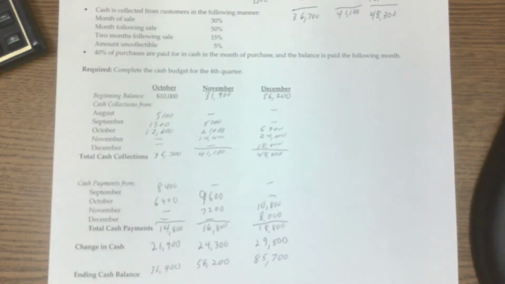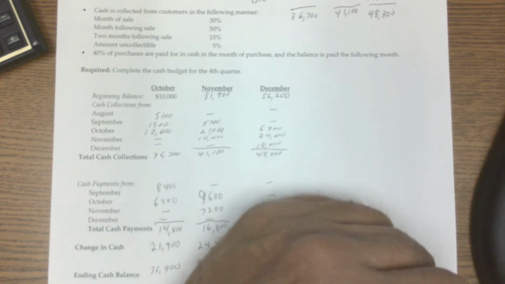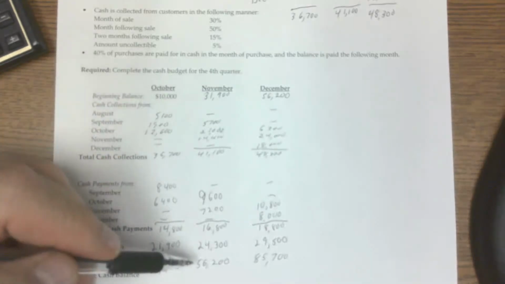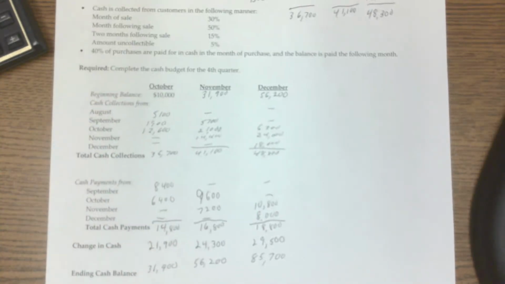85,700. Company has 50,000 principal loan balance and needs to repay it, but also needs a $10,000 minimum balance. What is the earliest it can be repaid? That will be December. Right? Because if they paid it in November, they would go below the 10,000. All right, so that's that one.